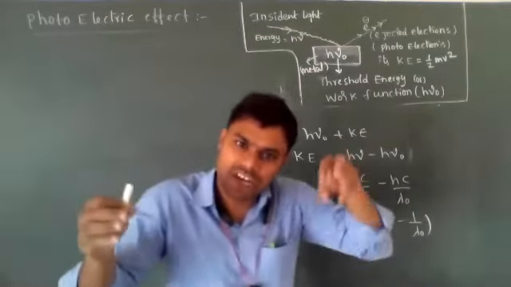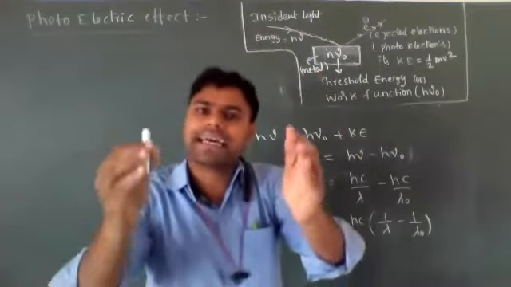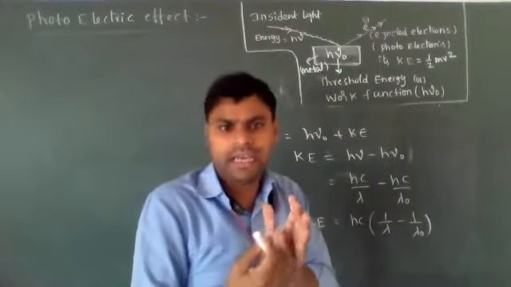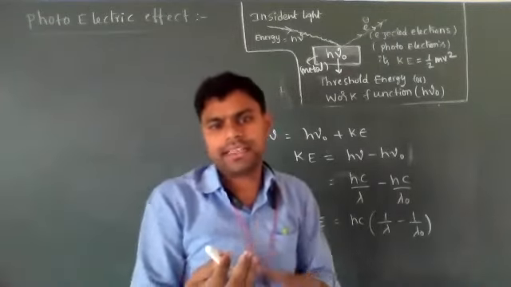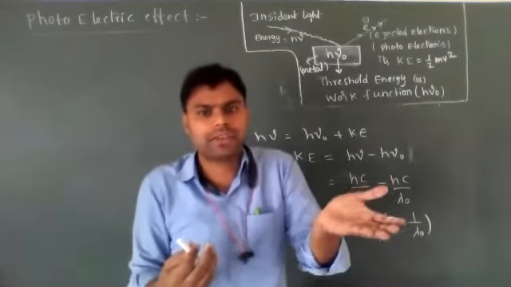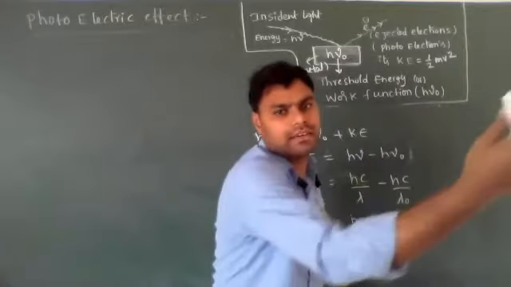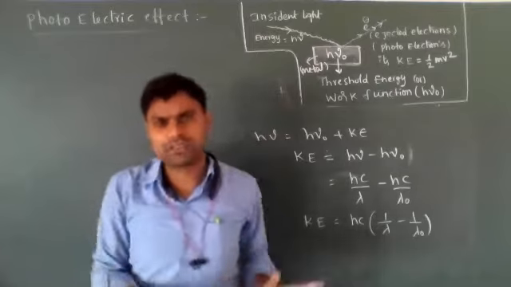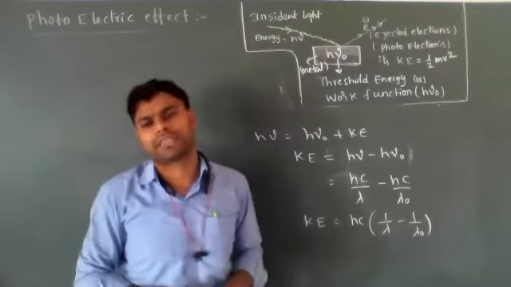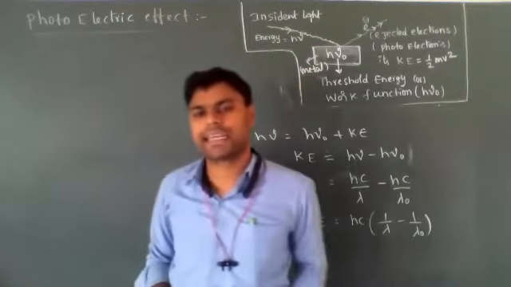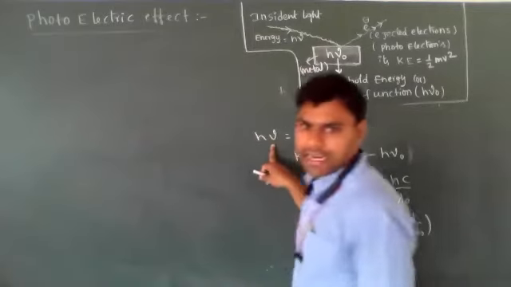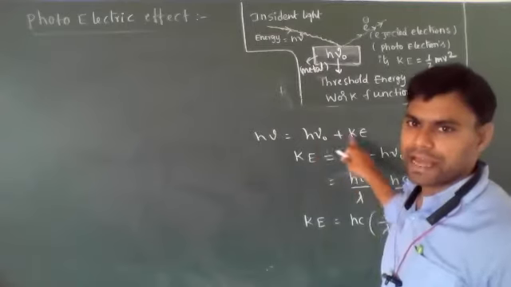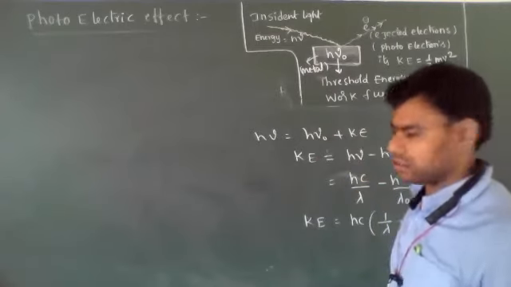So how much energy is utilized? That energy is exactly sufficient to overcome the attractive forces between the nucleus and electrons. Then the electrons just come to the surface, but they are not moving. That's why kinetic energy is equal to 0. In that case also the photoelectric effect is not observed. Only in one case is the photoelectric effect observed: when the incident light energy is equal to threshold energy plus kinetic energy of electrons.